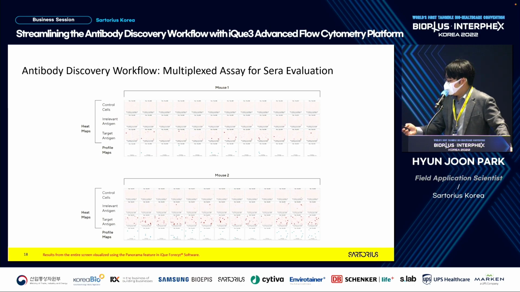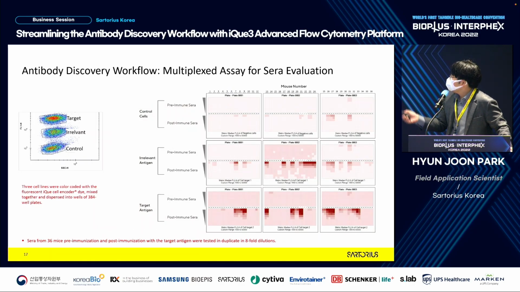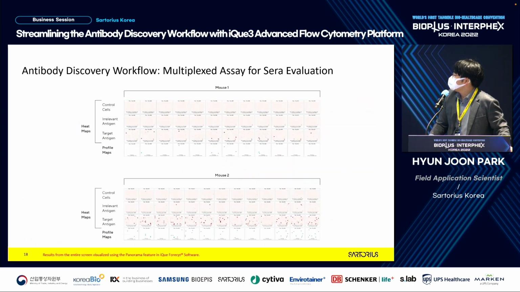As described in the previous data, as I said earlier, these are the results taken from 36 mice. And out of this outcome, you select the mice that have the biggest expression, then you're able to find the single cell line.